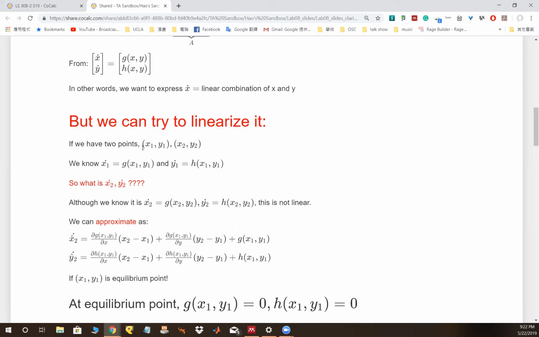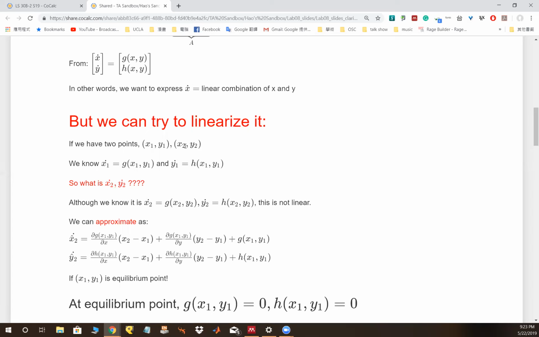So we know for these 2 points, at the first point, x1, y1, x1 dot equals g of x1, y1, and y1 dot equals h of x1, y1. Just basically follow these relationships here. So what is the x2, y2 dot? The prime, sorry. Just remember, all the primes are equal to the dots I use here. I prefer dot because it's easy to type. You can just think of the dots as primes, all right?